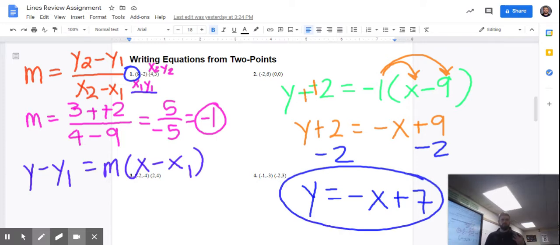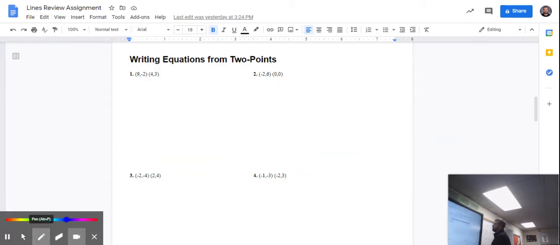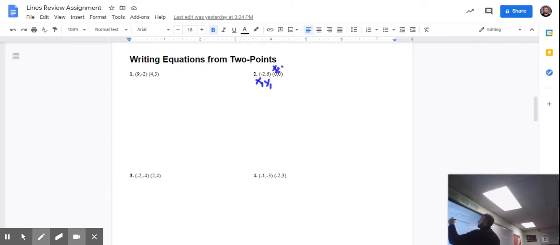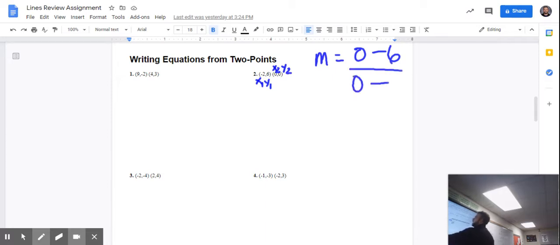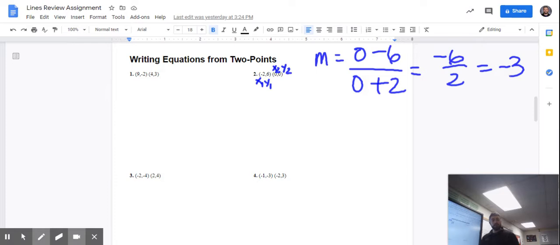Perfect. All right, let's go to question number 2. All right, so we look at question number 2. Again, we have an x1, y1, and we have an x2, y2. So we find our slope. So y2 minus y1 over x2 minus x1, which, minus a negative is adding. So I get negative 6 over 2, which would be negative 3. Okay, so now I have my slope.